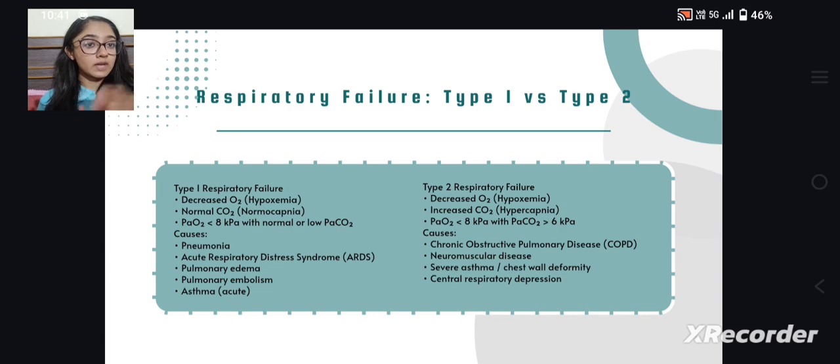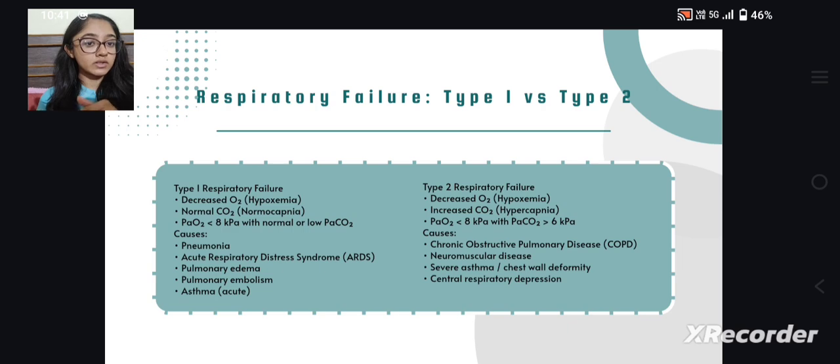So, what are the types of respiratory failure? Type 1 will be decreased O2, hypoxemia, and normal CO2, normocapnia. And for type 2, decreased O2, hypoxemia will be there, but increased CO2 will be there, meaning hypercapnia will be there also.